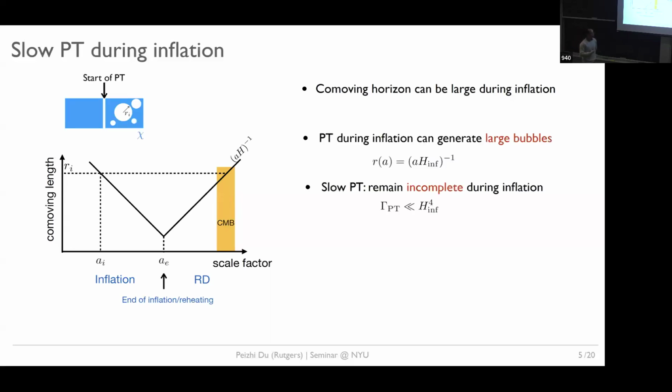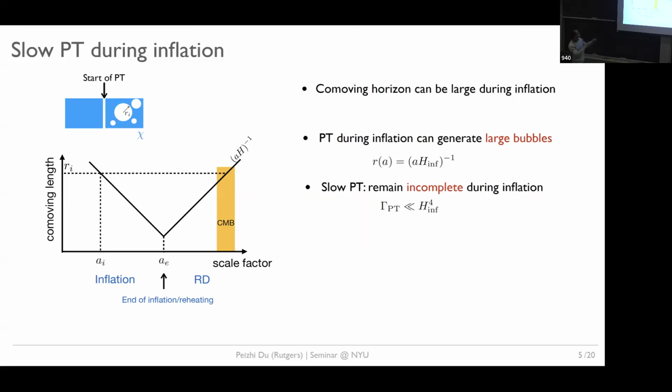Second, if we have some phase transitions during inflation, what's the size of the bubbles? Here I want to argue that the size of the bubbles is as large as the comoving size of the horizon at the time of formation. Why is that the case?